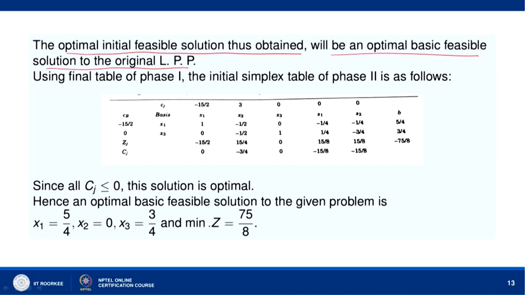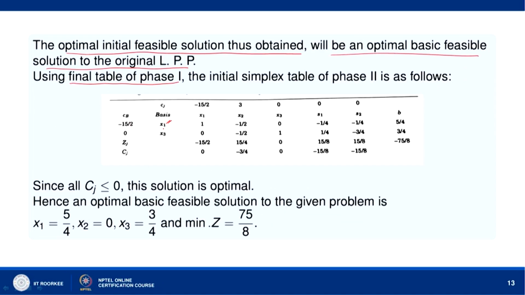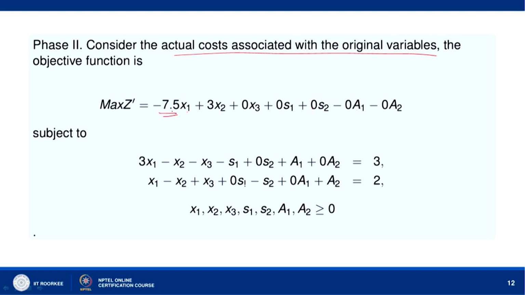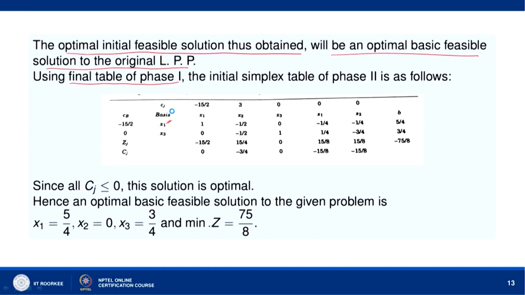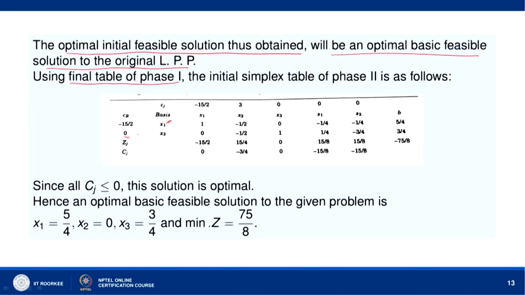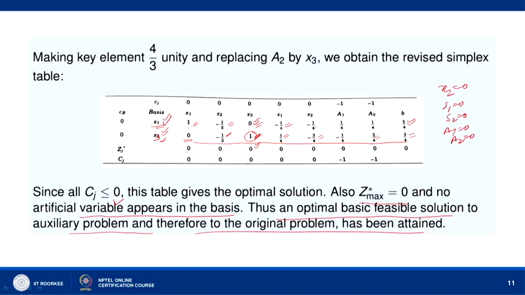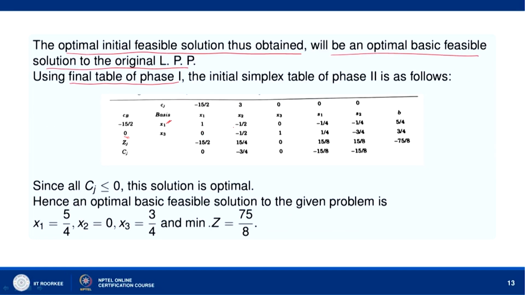Now the optimal basic feasible solution thus obtained will be an optimal basic feasible solution to the original LPP. So what we will do, the final table of phase 1 will now become the initial simplex table of phase 2. Basis is x1, x3, and the coefficient of x1 is minus 15 by 2. So we write there minus 15 by 2, the coefficient of x3 is 0, so we write 0 here, and then we have 1, minus half, 0, minus 1 by 4, minus 1 by 4. We just copy that from the last table.